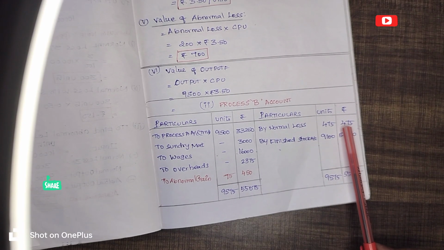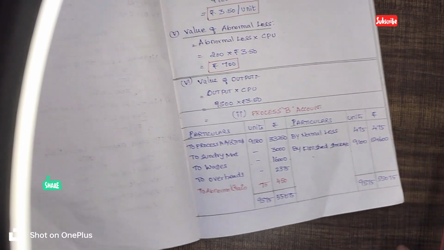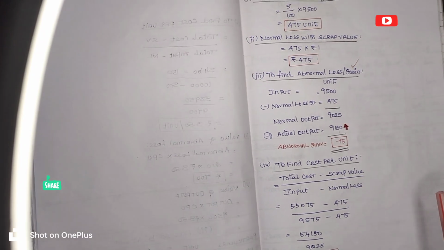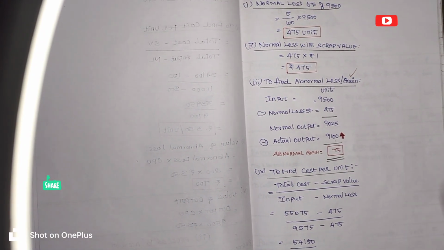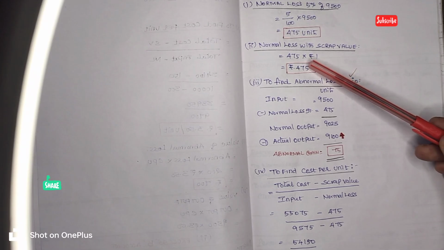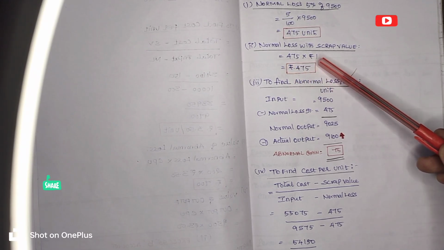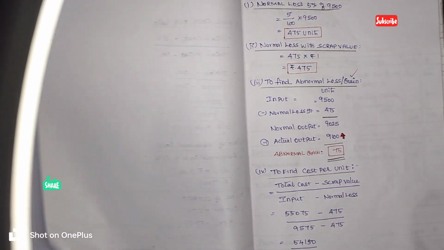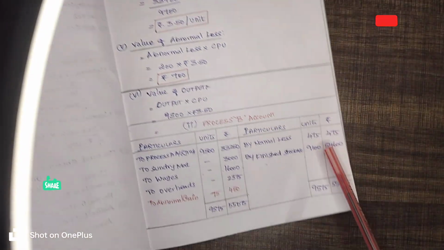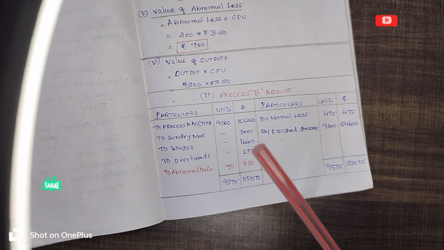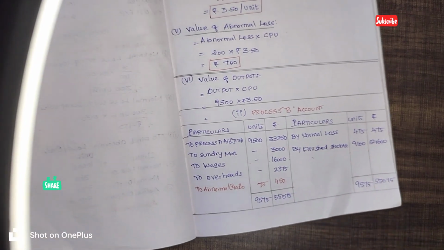Then we need to find out the scrap value for the normal loss. How much have they given in the question as scrap value for process B? The process B account has a scrap value of 1 rupee. So normal loss 475 into 1 rupee gives 475 rupees. So the scrap value of normal loss is 475. We entered it here.